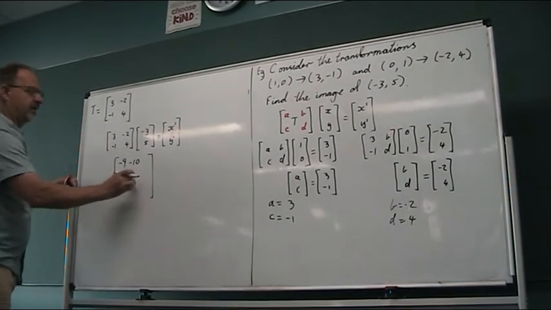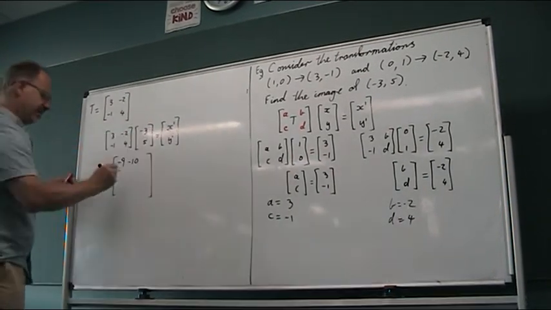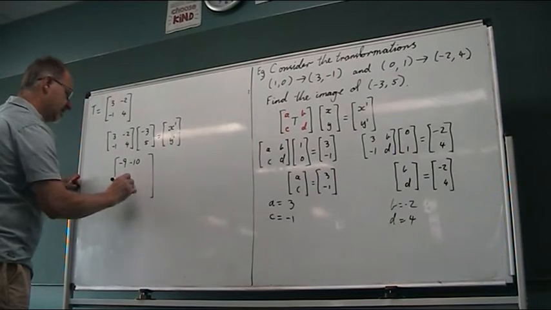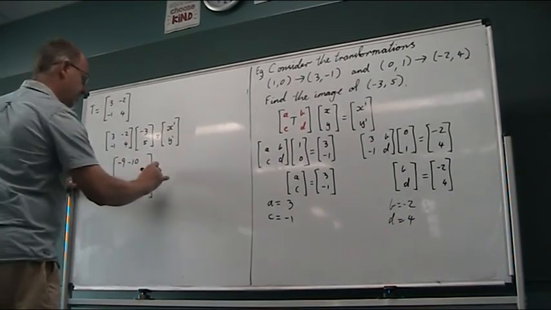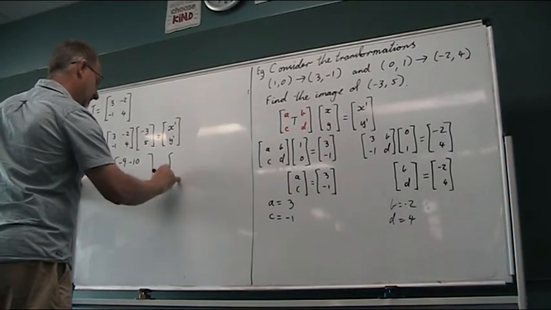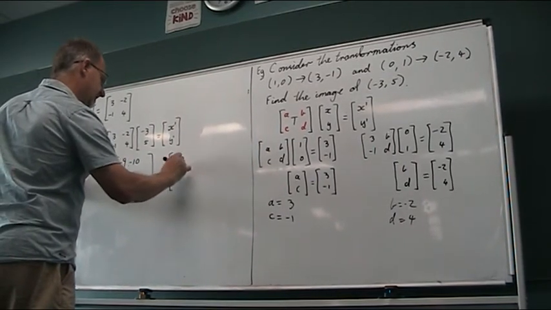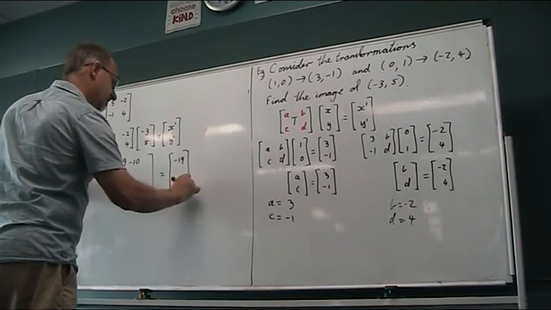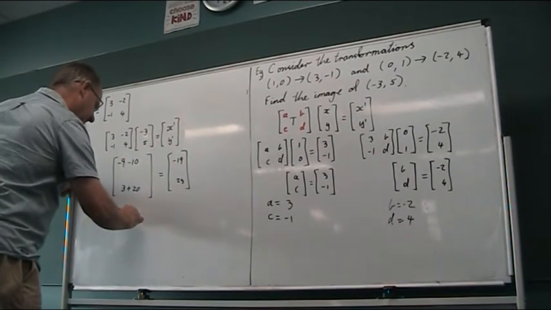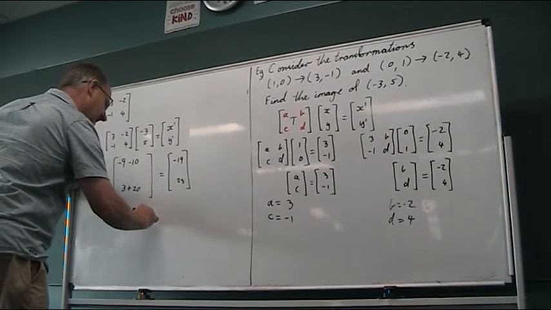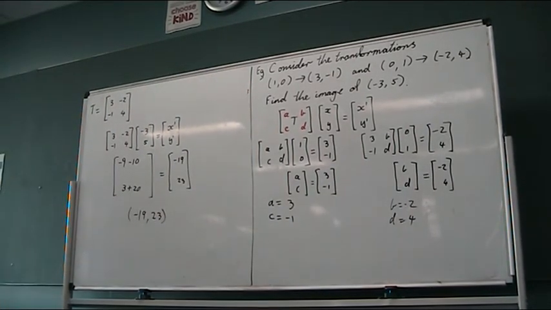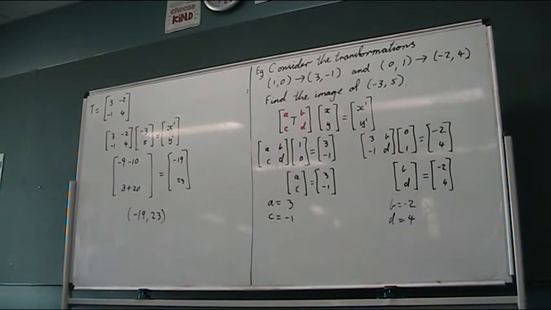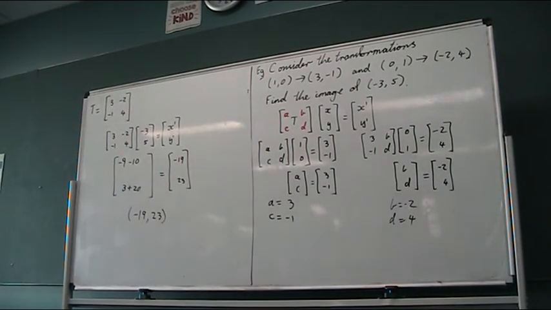Then the next row and column, -1 times -3 is 3. 4 5s are 20. And when we put that together, we'll get -19 and 23. So our point then, because we're asked for a point, so we need to put it back in coordinate form, is -19 and 23.